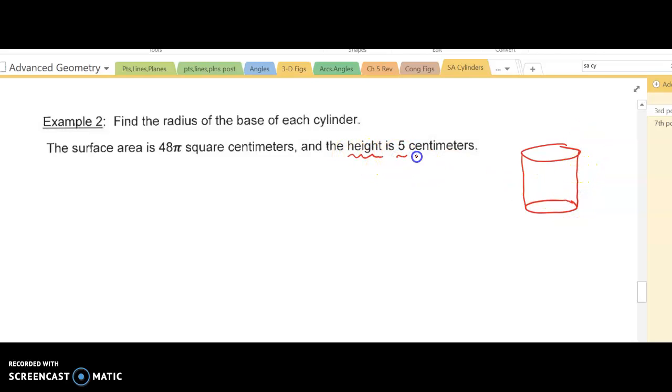So I'm going to go ahead and draw myself a picture. The height is 5 centimeters, so I'm going to label that here, h equals 5, and then we know that the total surface area is 48 pi. Now I'm going to write down my formula. I'm still thinking about pH plus 2B because that helps me remember 2 pi r is the perimeter of a circle times the height plus 2 times the area of the base. The bases are circles, so that would be 2 pi r squared.